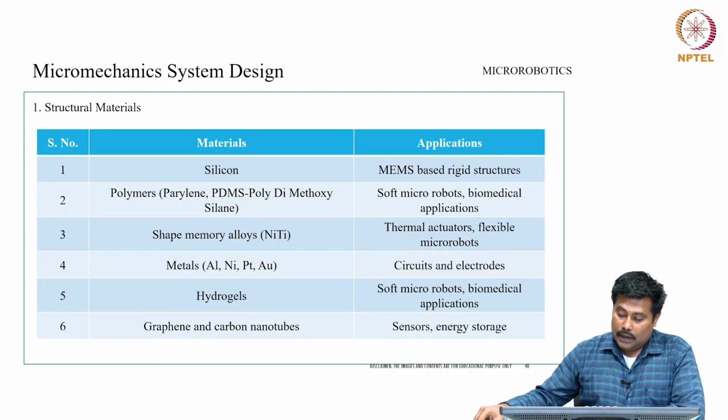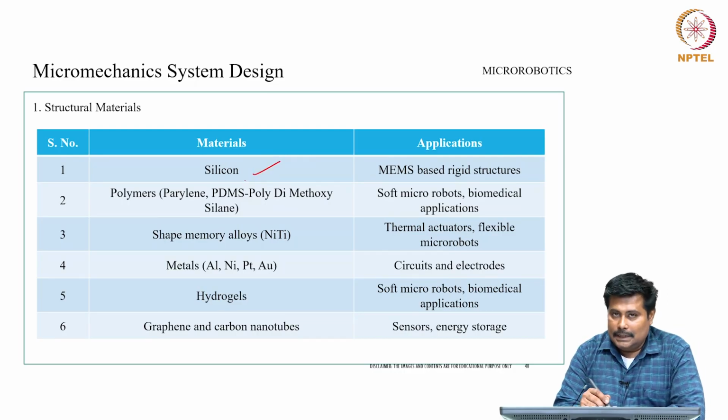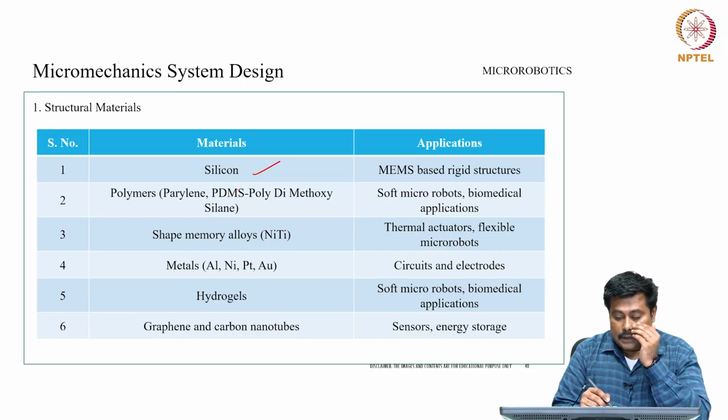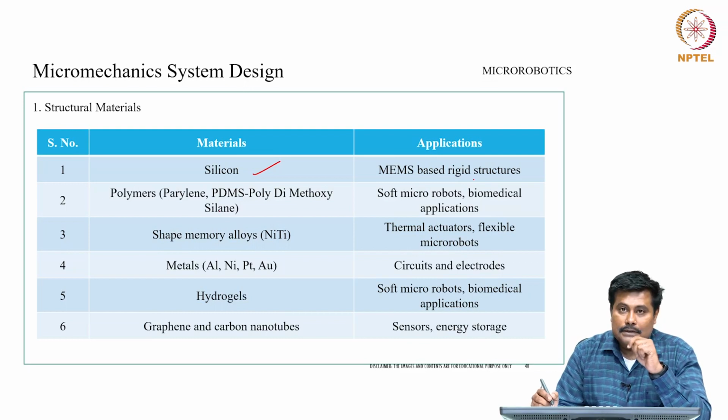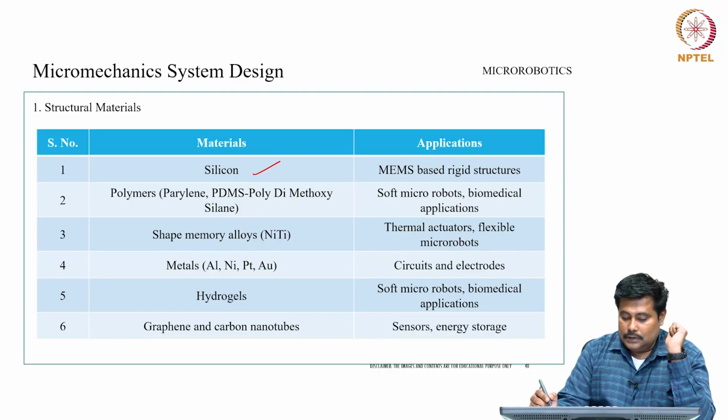So if we closely observe these different structural materials, one of the key structural materials which is used in micro robotics or any MEMS based structure is silicon. Of course, silicon is considered to be a dominant material for MEMS and microstructures as well as microsensors, etc. And these MEMS based rigid structures are quite efficient enough to handle these micro robotic structures on the system.